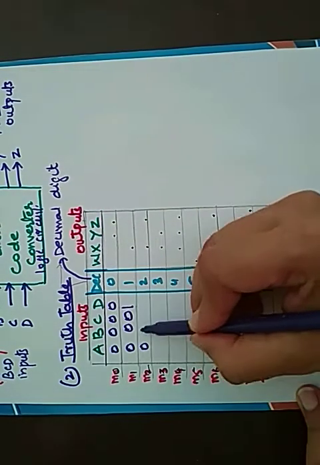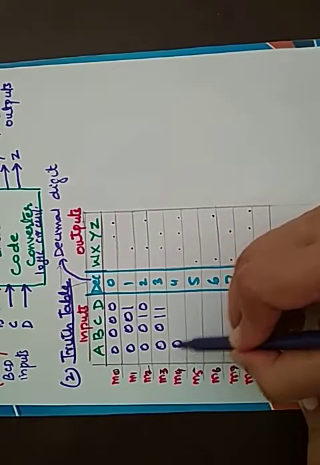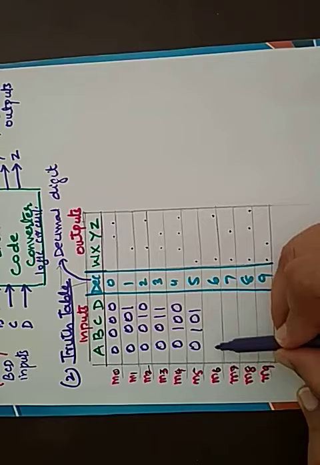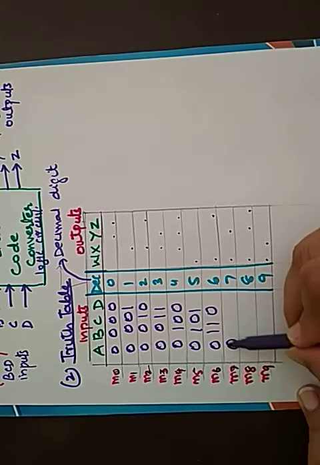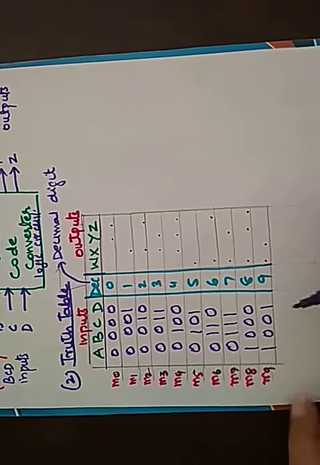So this column is representing the decimal digit. 2 is 0, 0, 1, 0. 3 is 0, 0, 1, 1. 4 is 0, 1, 0, 0. 5 is 0, 1, 0, 1. 6 is 0, 1, 1, 0. 0, 1, 1, 1 is 7. 1, 0, 0, 0 is 8. And 1, 0, 0, 1 is 9.